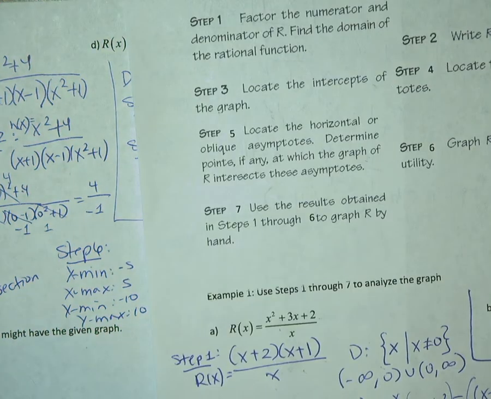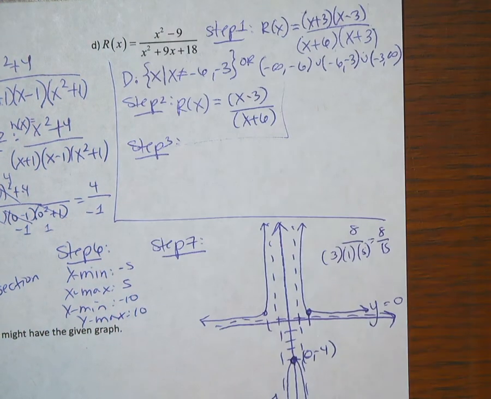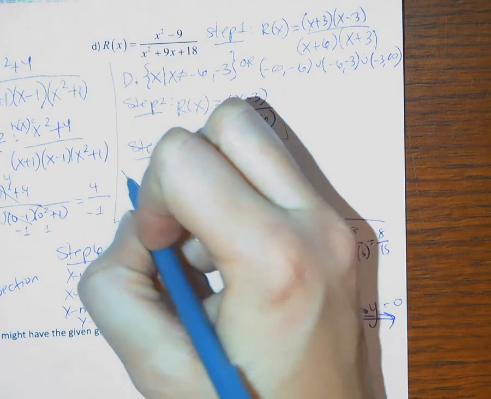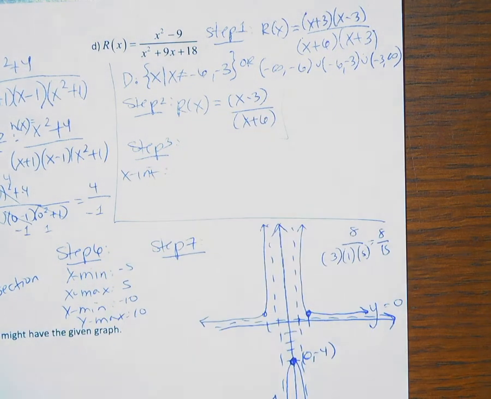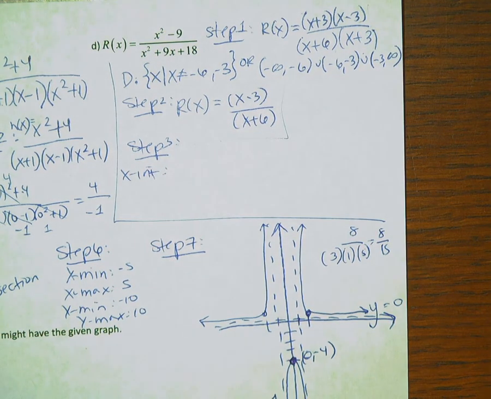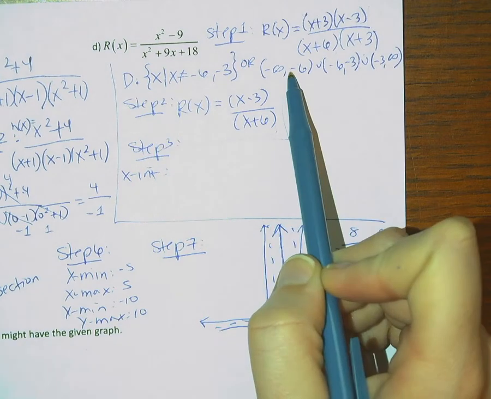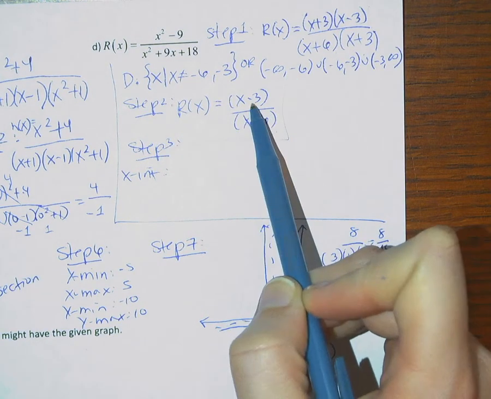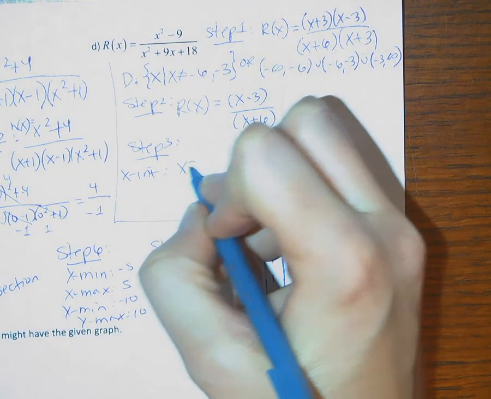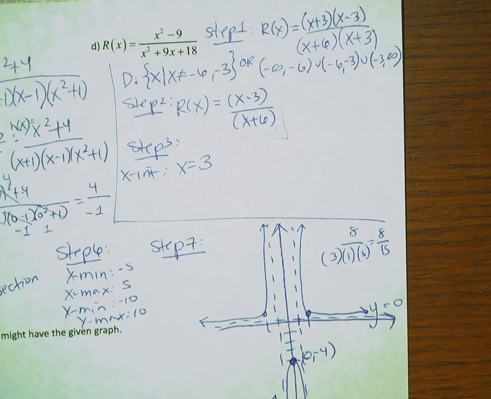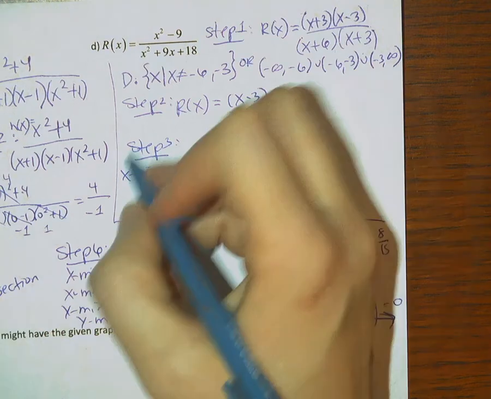Step 3 asks us to locate the intercepts of the graph. So we'll start with x-intercepts. So x-intercepts where y equals 0 or where our numerator equals 0. So if we look at our simplified version here, we see that our numerator equals 0 when x equals 3. So we have an x-intercept at x equals 3. Okay.